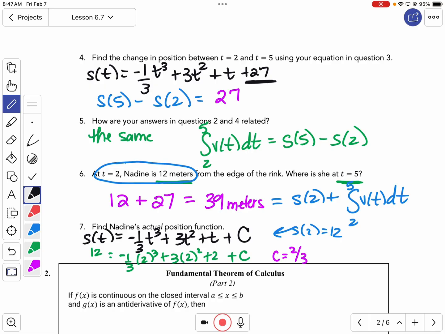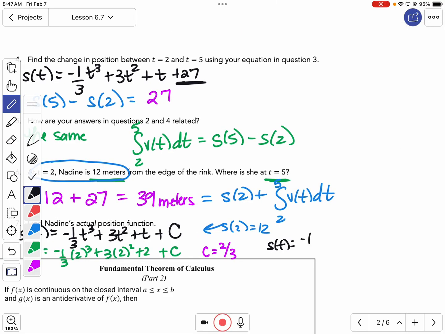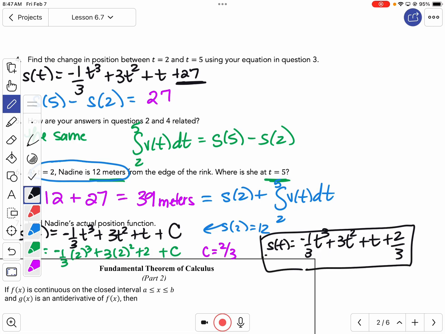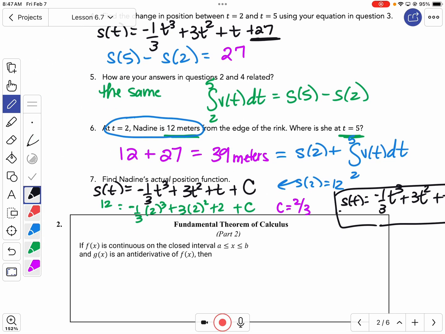So her actual position function then, S of t, is negative 1/3 t cubed plus 3t squared plus t plus 2/3. Because we've got negative 8/3, 12 plus 2. The 12s would cancel out.